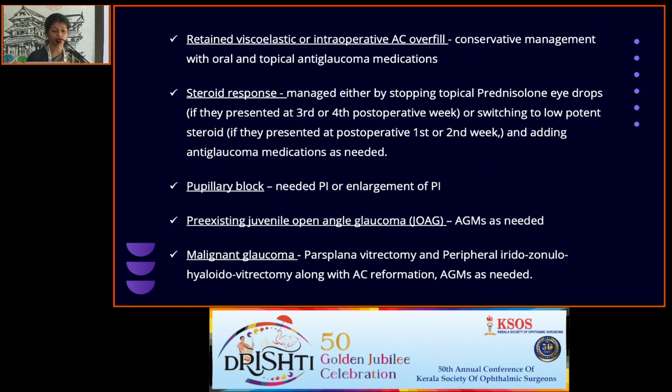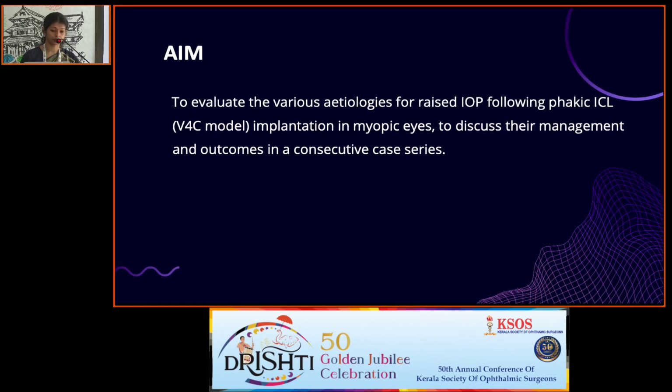Retained viscoelastic or intraoperative AC overfill was managed conservatively with oral and topical anti-glaucoma medications. Steroid response was managed either by stopping topical prednisolone eye drops or switching to low-potency steroid drops and adding anti-glaucoma medications as needed. Pupillary block needed a peripheral iridotomy or an enlargement of an existing PI. Pre-existing juvenile open-angle glaucoma needed AGMs for IOP control, and malignant glaucoma needed pars plana vitrectomy and peripheral iridovitrectomy along with AC reformation and AGMs as needed.